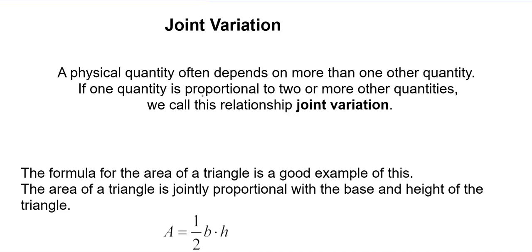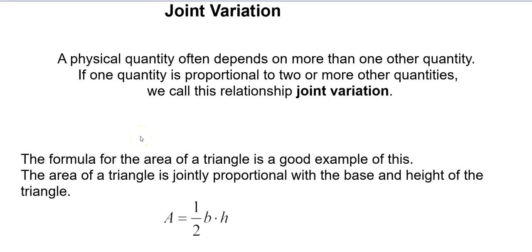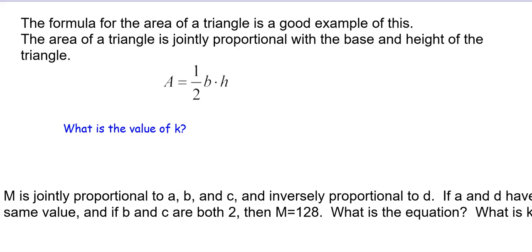Last but not least, sometimes equations are a little bit more complicated. Some things may be varying directly, and some things may be varying jointly. So a good example would be area and base and height. 1/2 is like your constant proportionality, but area varies with the base in a direct manner, and area varies with height also in a direct variation. So you've got more than one thing interacting. There's a more complicated formula. In that case, 1/2 is your value of k.